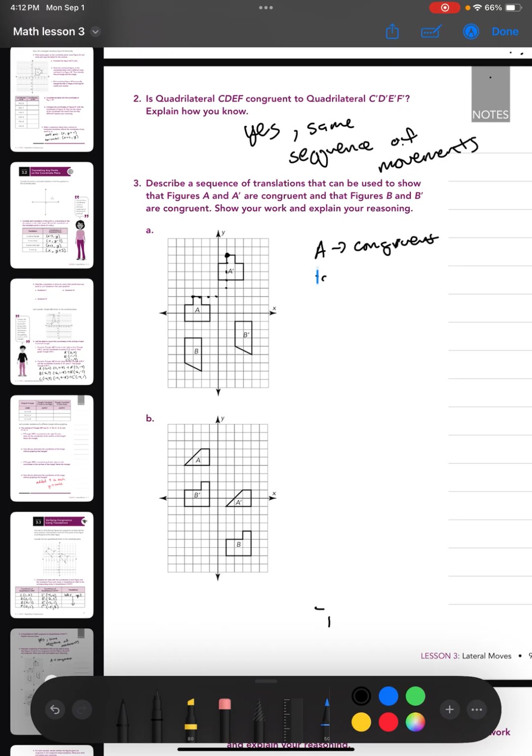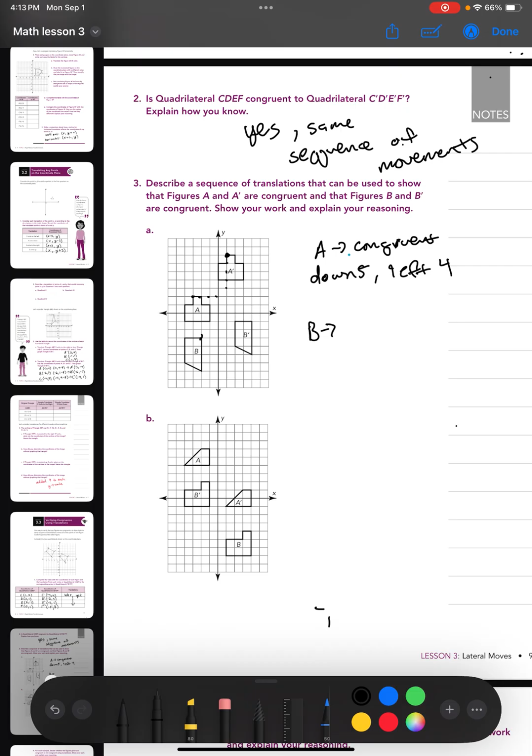So all points moved down 5, left 4. And I think I actually started from the new image, so you should actually reverse that. But the same point still applies. Okay, then to get from B to the new B, for figure B, yes, they are congruent still. And I'll do it correctly. I'll go from the original image to the new image.